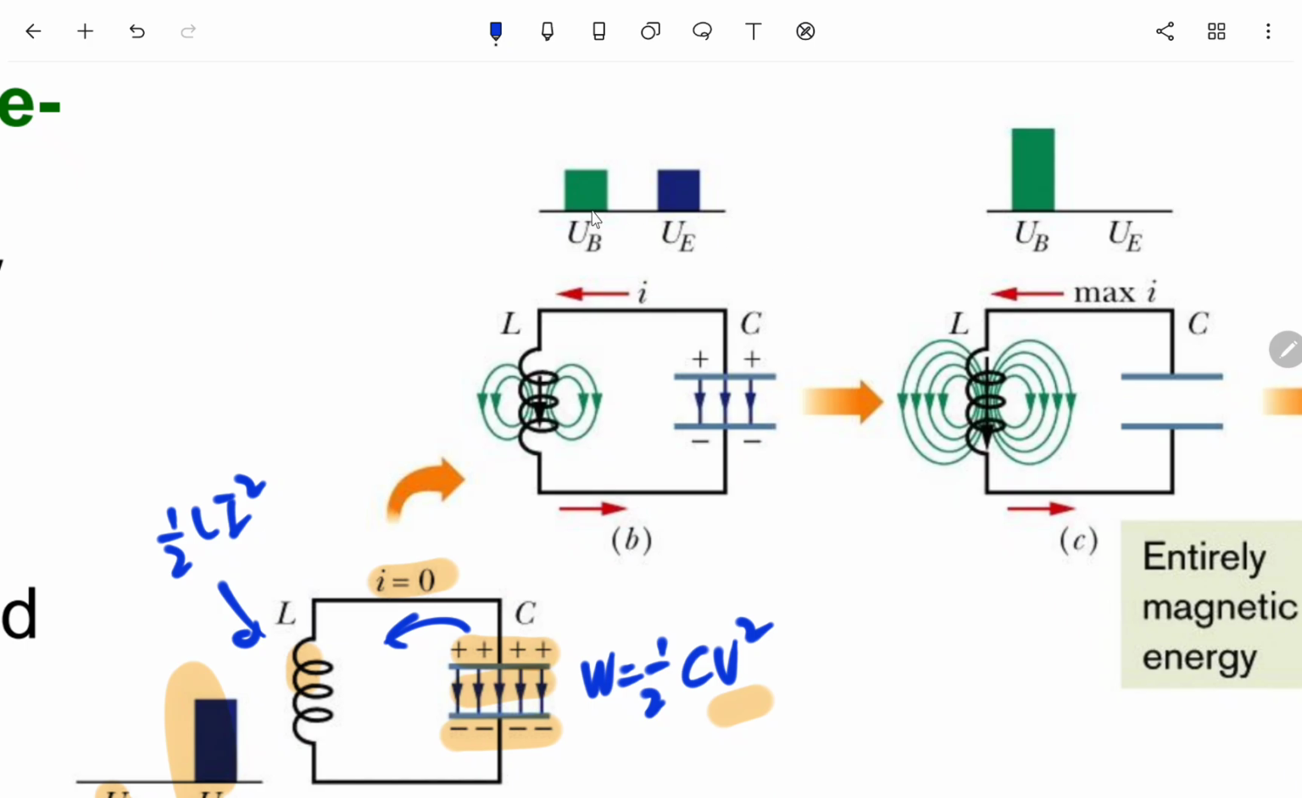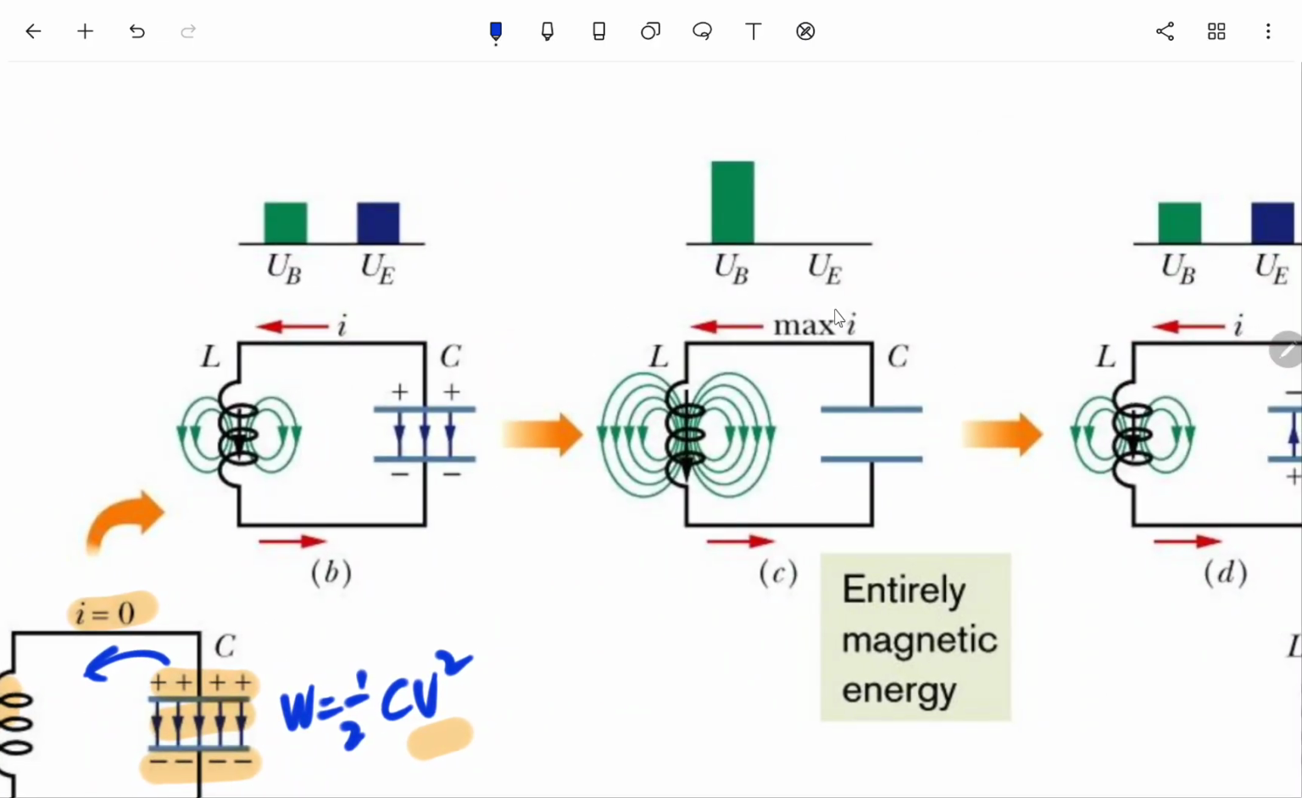At a certain moment, which is not necessarily that important, maybe UE equals UB. So half of the energy is transferred to the inductor. Even some time later, all the energy is transferred to the inductor. At a very specific moment, there is no charge on the capacitor, so UE is 0. At that moment, UB is maximized because all the UE transferred into UB, and it will have a maximum I.